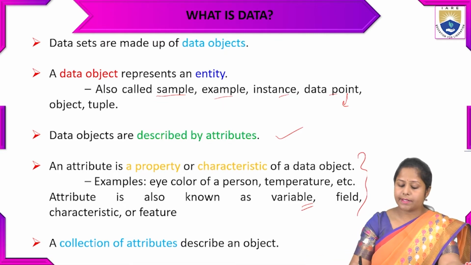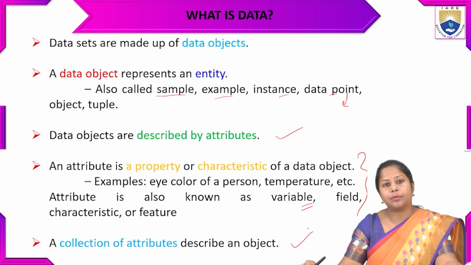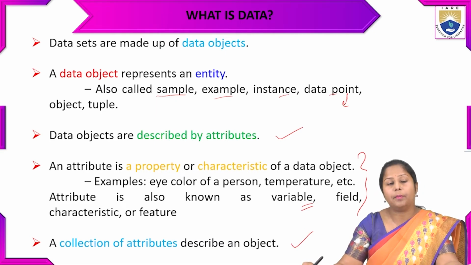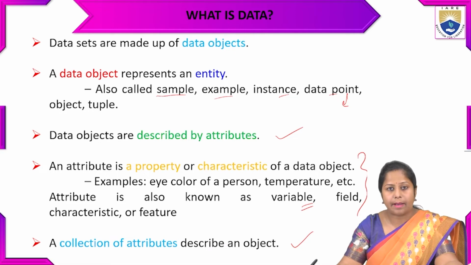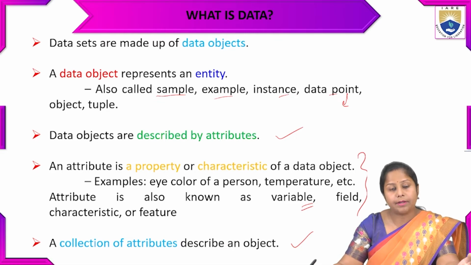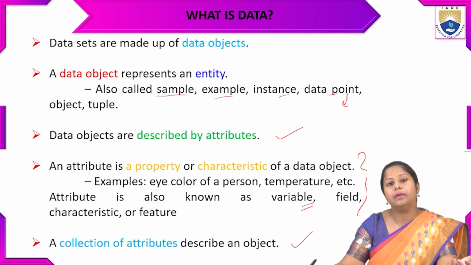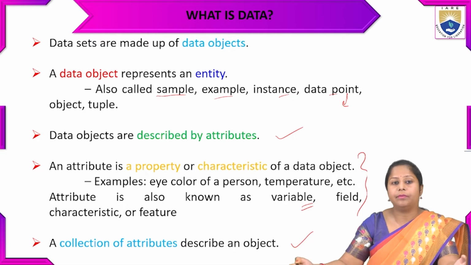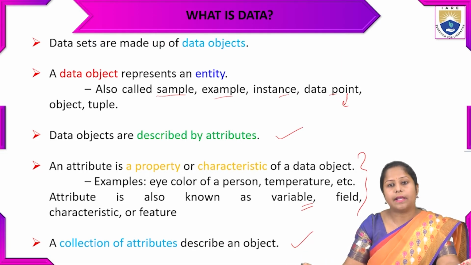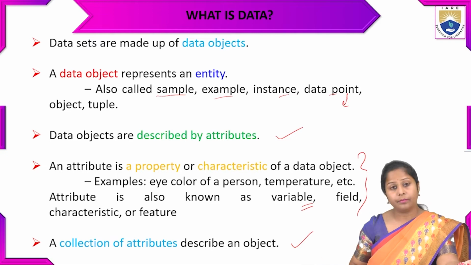A collection of attributes is nothing but what describes an object. So that will be the object. There will be a collection of objects and a collection of attributes. Then we can call it a sample, an example. Further, if we have a table, the attribute is the type of that data object. There will be a number of attributes, and only then can we work on that. That is describing an object.